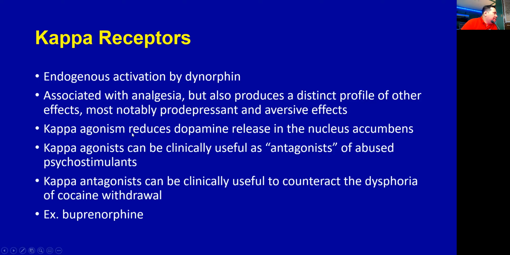Kappa agonism reduces dopamine release in the nucleus accumbens, while kappa agonists can be clinically useful as antagonists of abused psychostimulants. All right. An example of this is the antidepressant buprenorphine. Kappa antagonists can be clinically useful to counteract dysphoria of cocaine withdrawal.